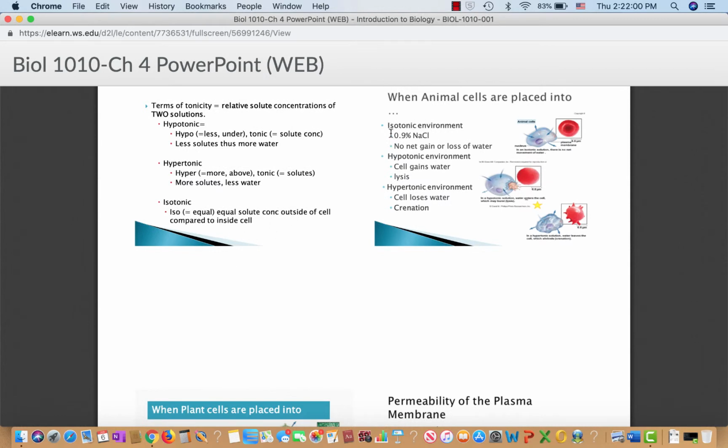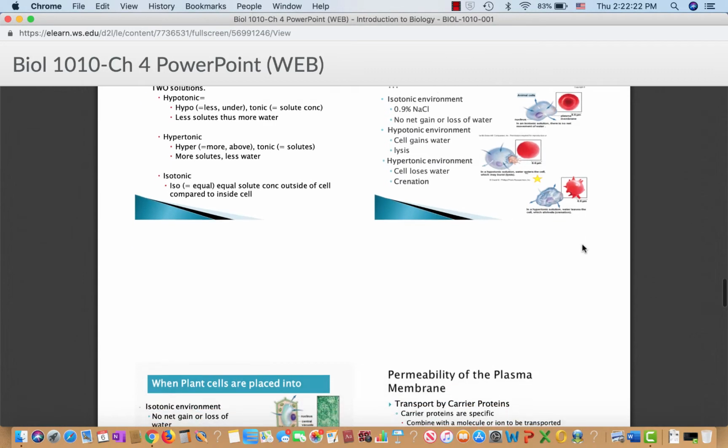If you place a cell in an isotonic solution, it's going to be happy, no net movement of water in or out, everything's cool. In a hypotonic solution, the cell will gain water, it'll swell up and burst like a balloon, and then in a hypertonic environment, the cell will lose water and crenate. It basically shrivels up like a grape, which can also kill the cell.